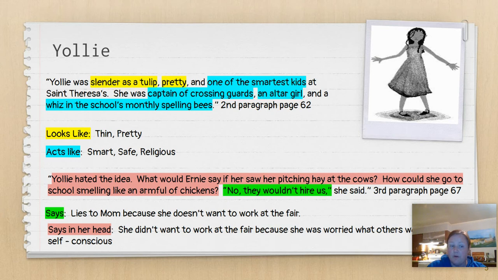It is more important that we know that Yollie is self-conscious than it is that we know she was thin or pretty. That is more meaningful. At this point, you should probably pause the video, go through the text, and find more evidence about Yollie that we can use to make strong inferences.